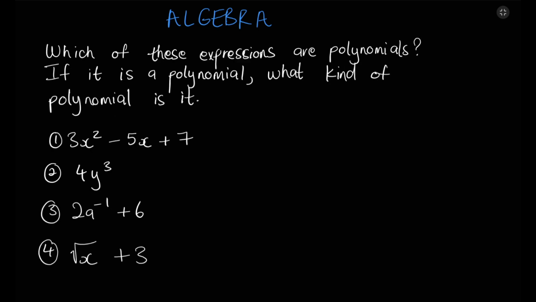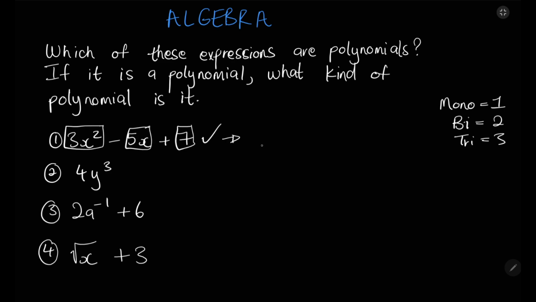Let's do a few examples. Which of these expressions are polynomials? If it is a polynomial, what kind of polynomial is it? I told you that there are 3 kinds of polynomials. There's a monomial, which means it has 1 term. There's a binomial, it has 2 terms, and a trinomial has 3. Let's look at the first example, 3x to the power 2 minus 5x plus 7. Is this a polynomial? Yes. What kind of polynomial is it? Let's count the terms. We have 1, 2, 3 terms. So this is a trinomial.